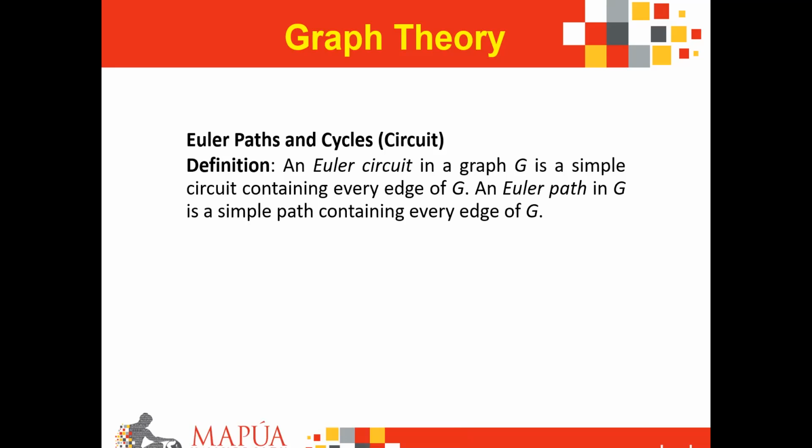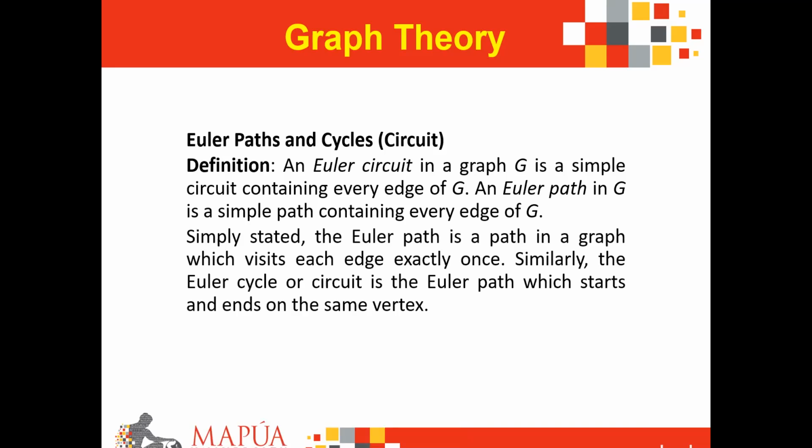Due to this, Euler managed to solve this given problem by defining what an Euler circuit is. A graph is considered to have an Euler circuit if it contains every edge of graph G. An Euler path is said to be a simple path containing every edge of graph G. Simply stated, an Euler path is a path in a graph which visits each edge exactly once.